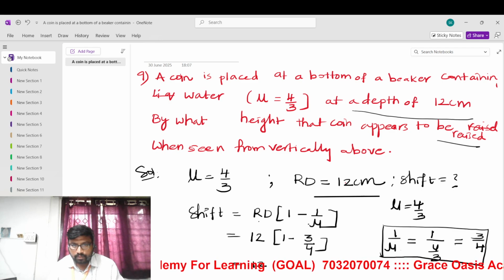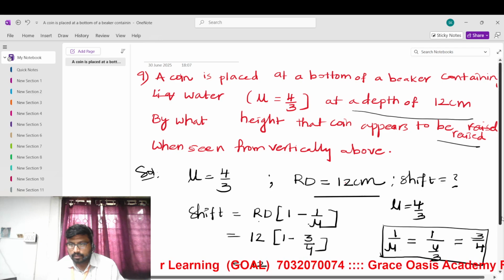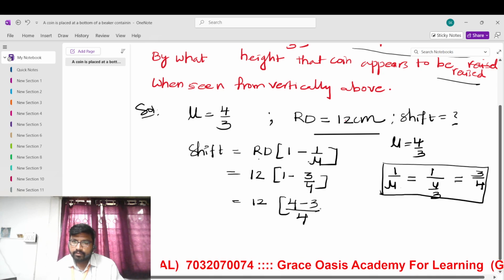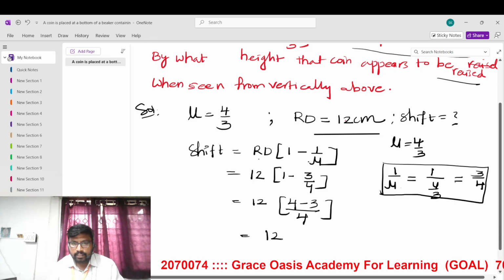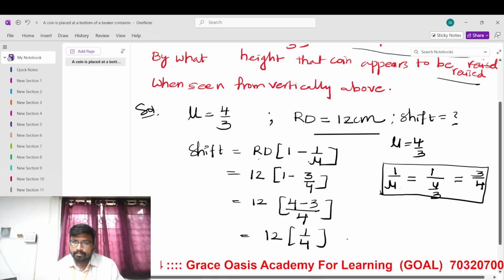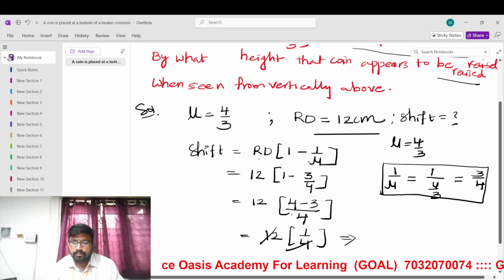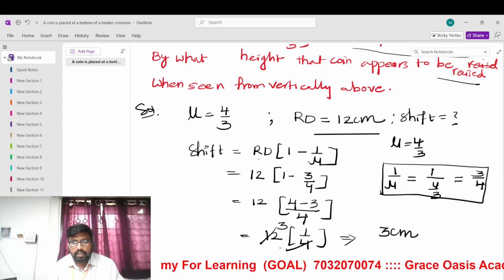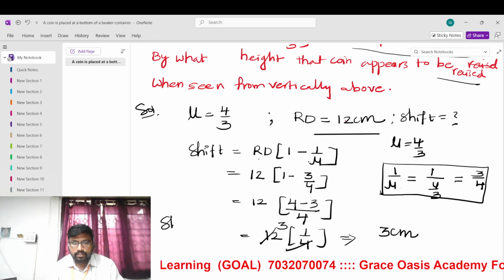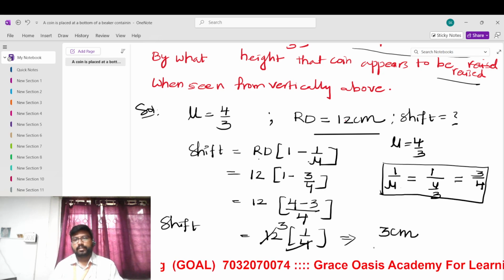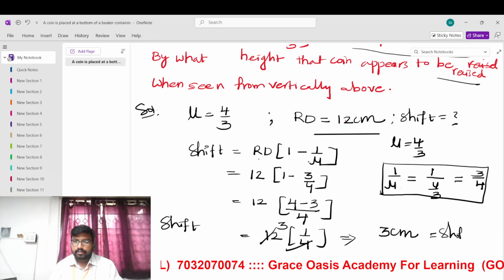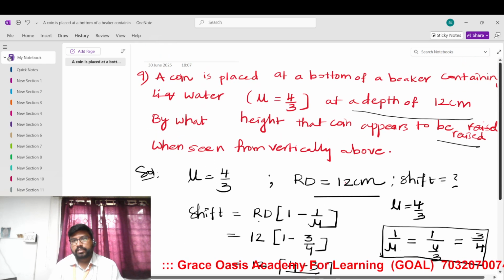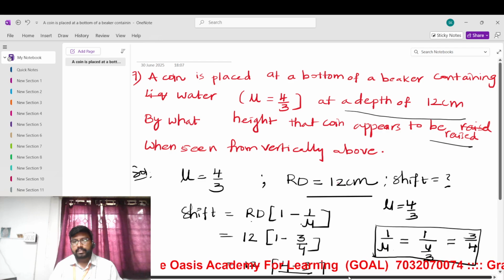So 12 into (4 minus 3) by 4, which is 12 into 1 by 4. What is 12 into 1 by 4? 4 threes are 12, so 3 centimeters. Shift equals 3 centimeters. That is the answer. This is the shift. Take it down. Understood? They will ask the same thing everywhere.